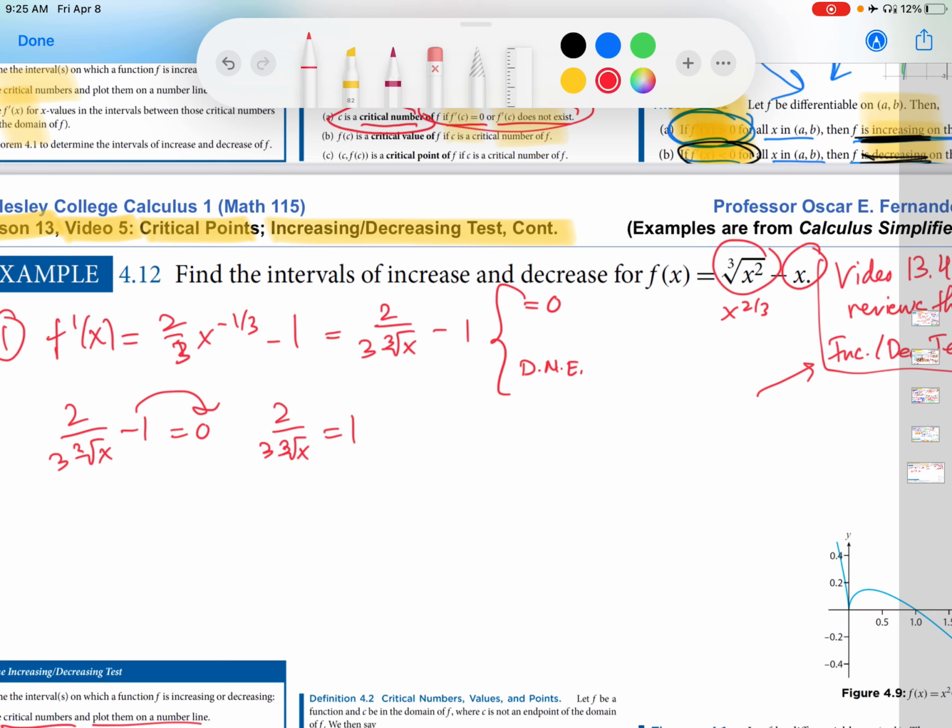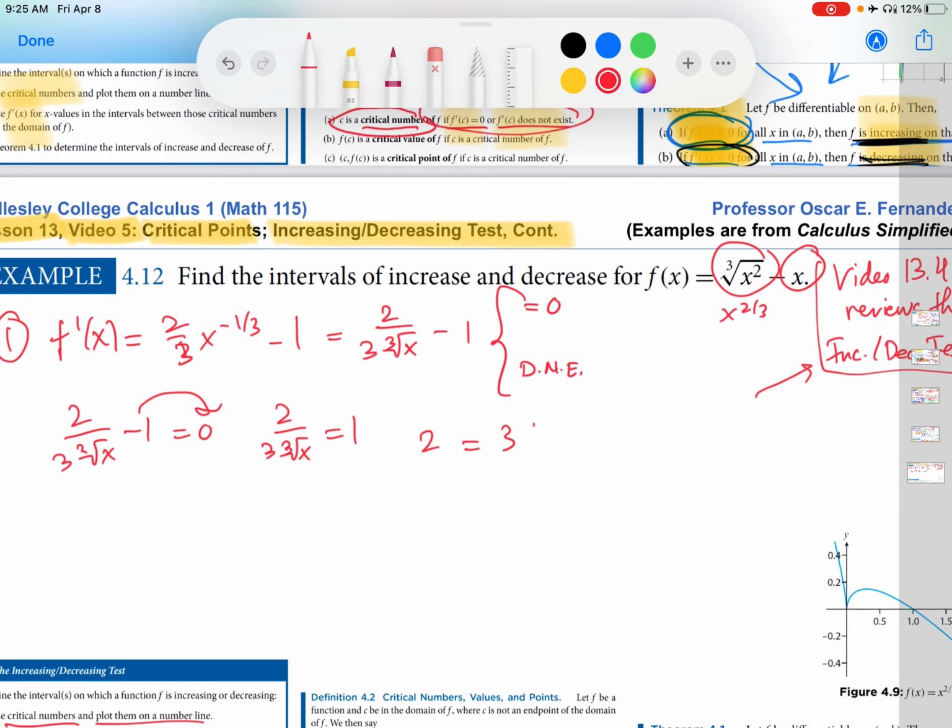Then I would cross multiply, so 2 equals 3 times third root of x. Divide by 3, 2/3 equals third root of x. And then to solve for x, I'm going to cube the whole thing, so I get 2/3 cubed equals x. Why was I cubing? Well, because this is x to the 1/3. And then by the property of exponents, I cube everything, which gets rid of the 1/3. So x equals 2/3 cubed.